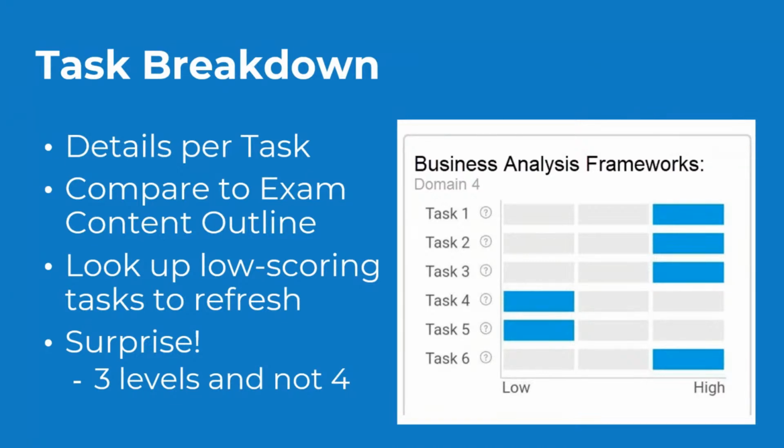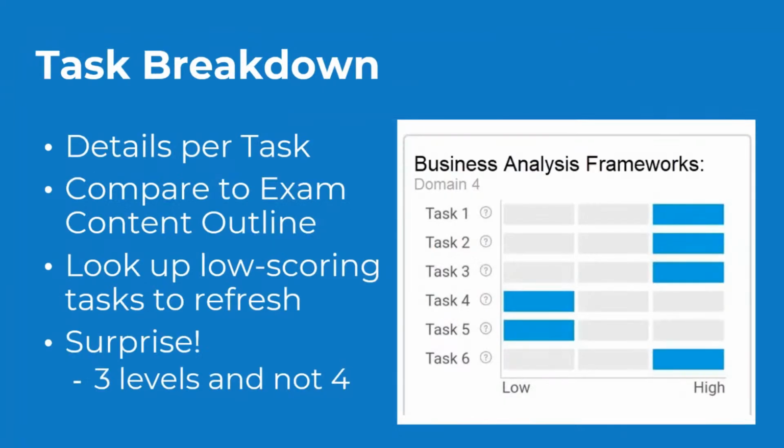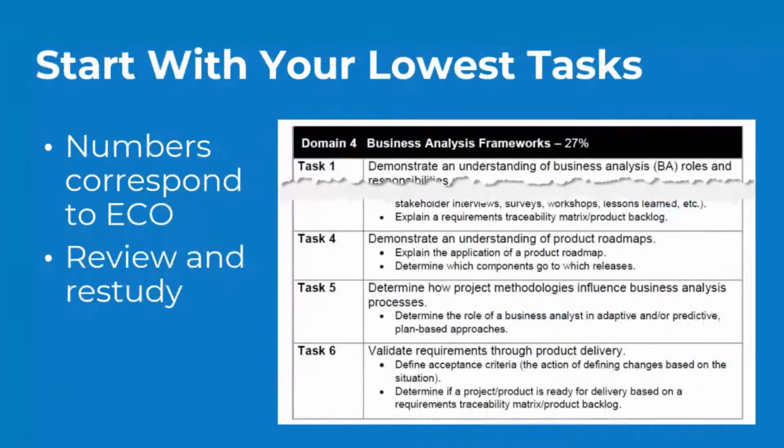So what does that mean when you look at the exam content outline? Here it is. The numbers of the task, they correspond. So here is this domain 4, business analysis, and you can see there on the right, task 4, demonstrate an understanding of product roadmaps. That means that here in task 4, the result was low for 4 and 5. So this student really didn't have a good idea about what a roadmap is. And they also struggled with task 5, determine how project methodologies influence business analysis processes. So they struggled in those 2 areas.